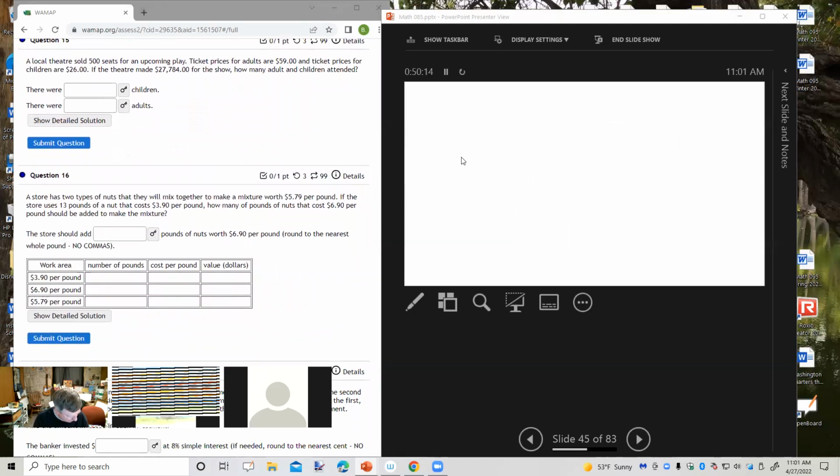I'm going to go back to some problems in WAMAP. This is number 15. It says a local theater sold 500 seats for an upcoming play. Ticket prices for adults are $59 and ticket prices for children are $26. If the theater made $27,784 for the show, how many adults and children attended?